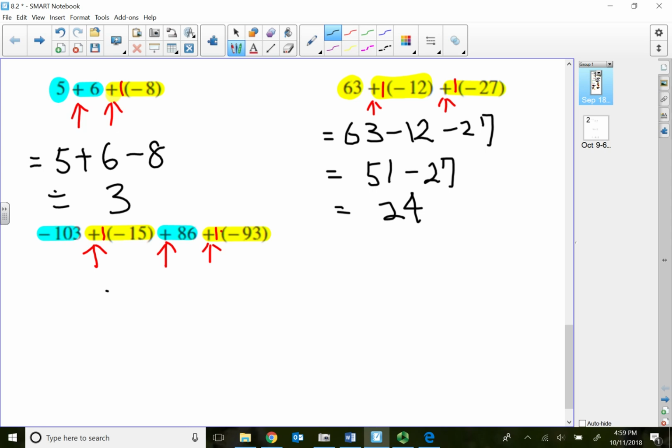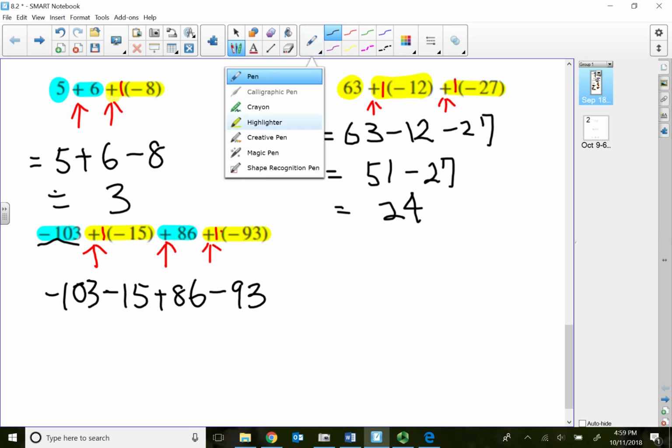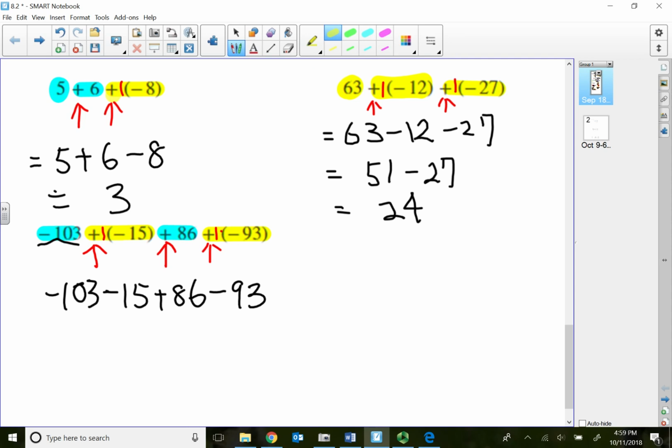My last term, positive 1 times negative 93, is just negative 93. My third term is positive 86. My first term is negative 103. So I still got the same four terms. Now every term only has one sign.